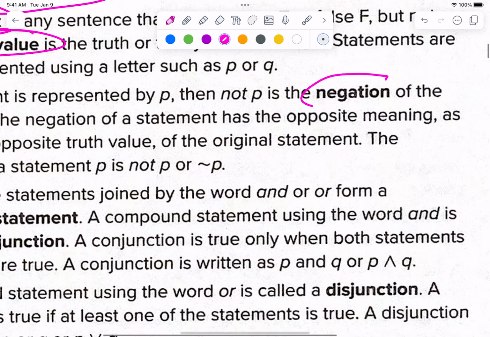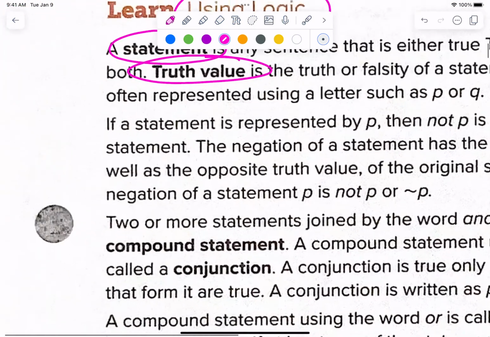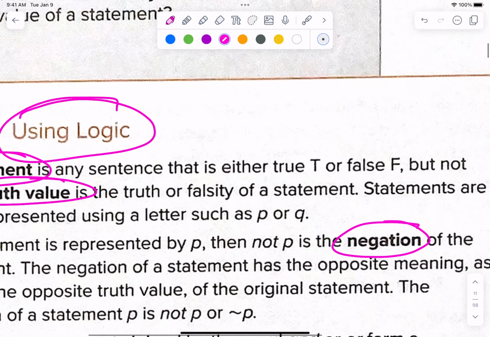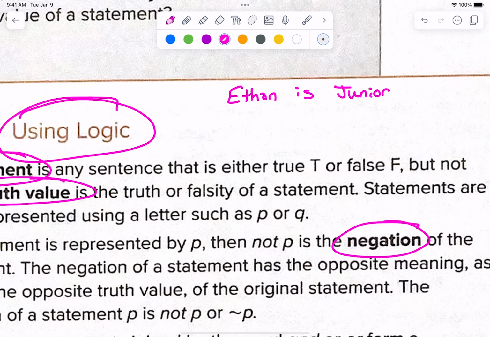Then, we have something called a negation, okay? So, I'm going to write that statement down. Ethan is a junior. I'm just going to paraphrase. That's my statement, okay? What they're going to do is assign variables to these statements. So we can just call that statement P, or R or S or something like that, right? Statement P says Ethan is a junior. That we've determined is true, okay?